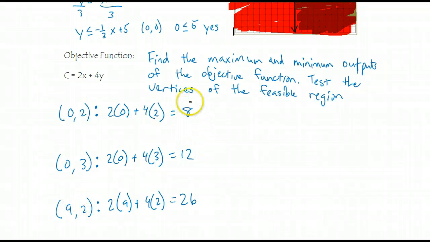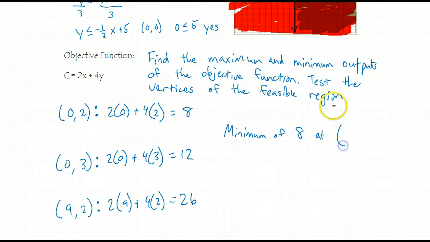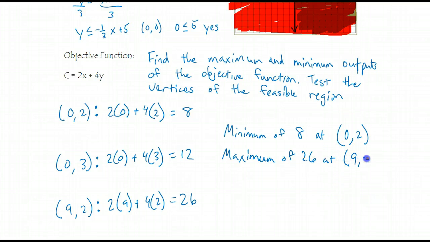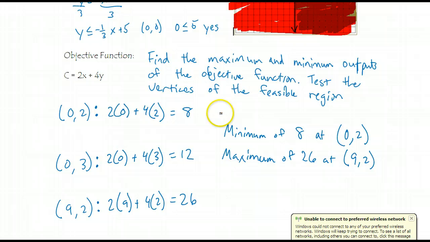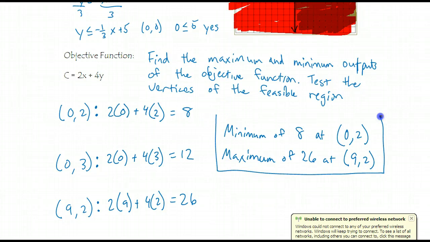So my lowest output is this 8. So I have a minimum of 8 at the ordered pair 0, 2. And I have a maximum of 26 at the ordered pair 9, 2. So this is ultimately my final answer.